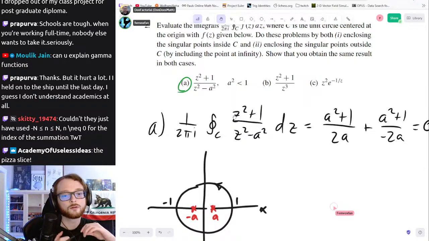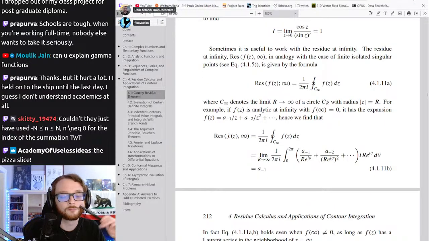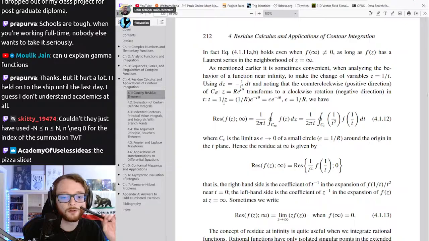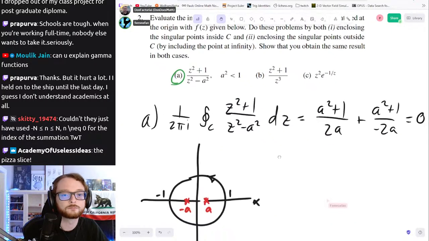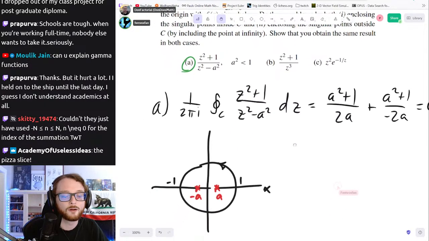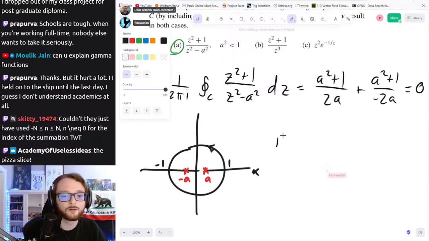Yeah, maybe if it's an even function and its poles are on the real axis, then the residues have to cancel out. Maybe, yeah. We'd have to do it the other way, which is the residue at infinity. What does that mean? Enclosing the singular points outside, by including the point at infinity. Oh, I see, because we have to worry about infinity.